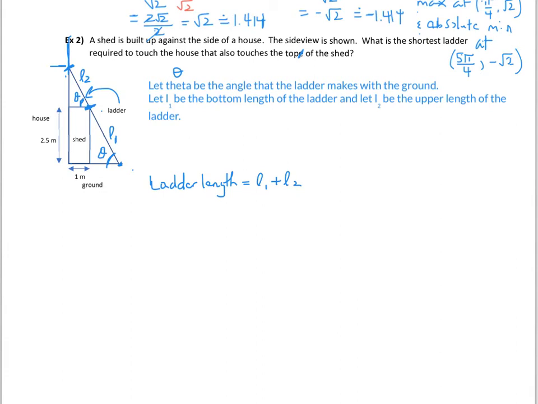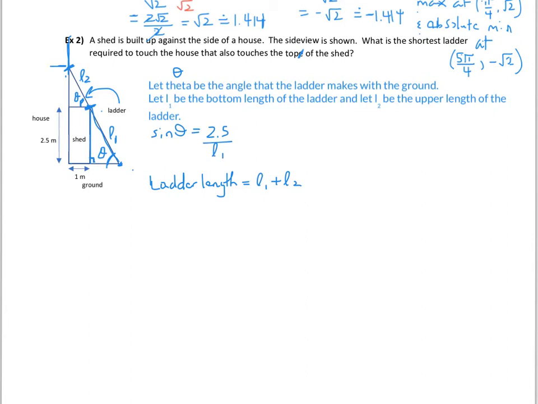One other thing before I get into this ladder length is I need an expression to actually represent those L1 and L2 values. I know that I have a right angle triangle down here at the bottom with the shed and the L1. And I know that shed length is the 2.5 meters. So my sine of theta is going to equal 2.5 over L1, which is the hypotenuse. So I'm just going to write that down up here so that I have that sine of theta is going to equal the 2.5, the height of the shed, divided by the hypotenuse.